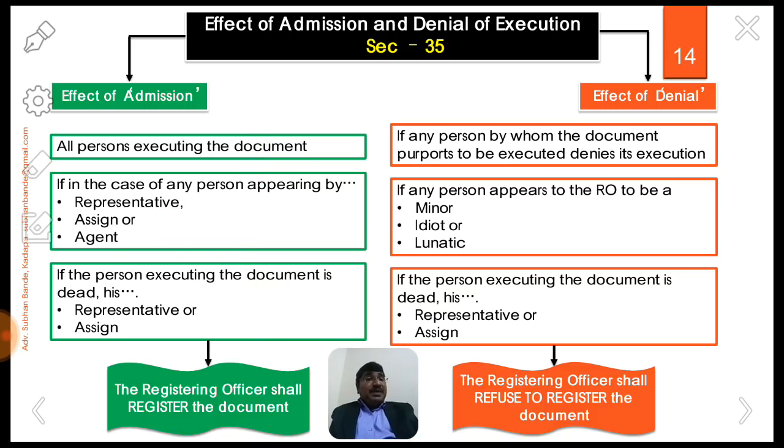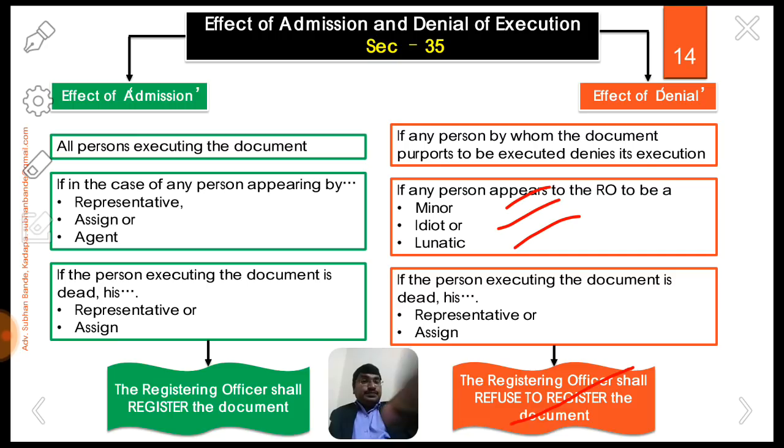If any person by whom the document purports to be executed denies the execution, then the registering officer refuses to register the document. If any person appears to the registering officer to be a minor, idiot, or lunatic, if the person appearing for execution is a minor or idiot or lunatic, the registering officer shall refuse the registration of such document.